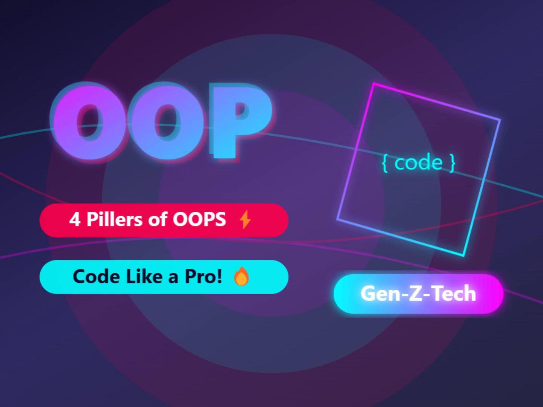Welcome to day 3 of Object-Oriented Programming series. Today we will learn about the 4 pillars of Object-Oriented Programming that are Encapsulation, Inheritance, Polymorphism and Abstraction.